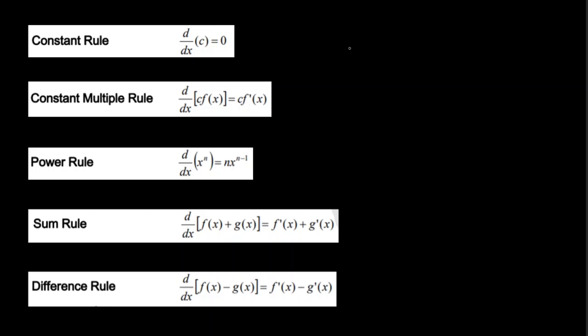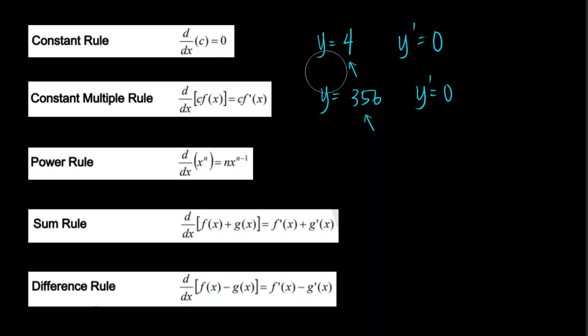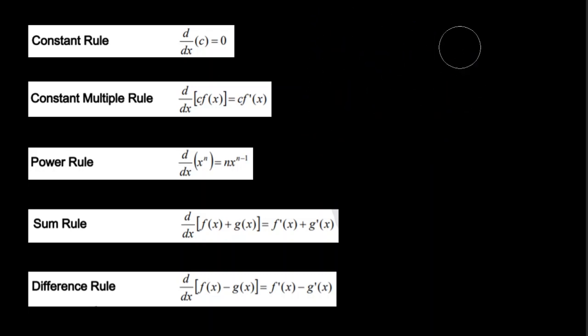Now, constant rule just means that the derivative of, let's say, y equals 4, the 4 is already a constant. The derivative is 0. That is the constant rule. The derivative of 356 is still 0 because 356 is a constant number. Okay? That's it.